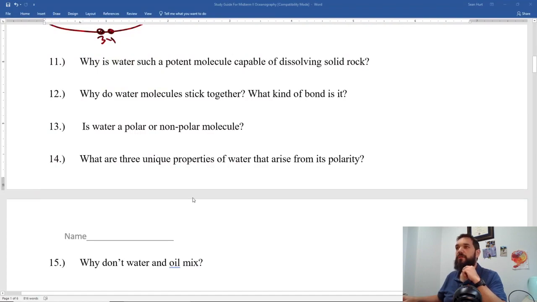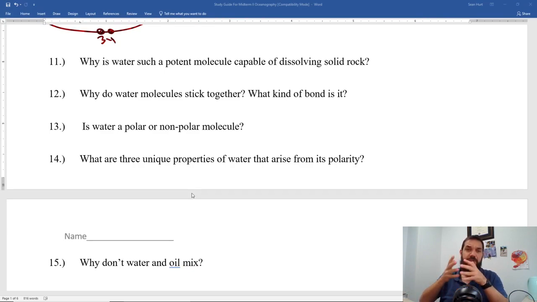All right. So moving on to number 11, why is water such a potent molecule capable of dissolving solid rocks? I've said this a million times in class, and I'm sure you remember that water, like I just said, is a polar molecule. And that's why it's so good. One side of it is positively charged, one side is pretty strongly negatively charged, and that makes it so good at pulling apart ionic bonds. And a lot of rocks contain ionic bonds. So that's why it's so good at dissolving different solids.